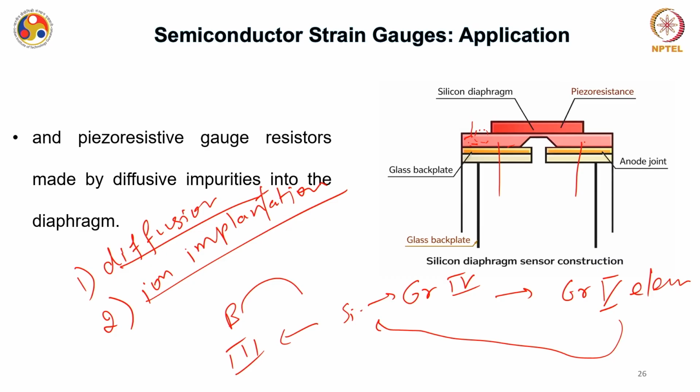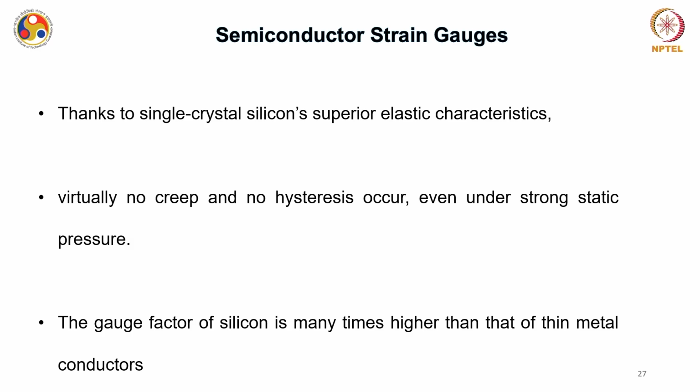Again, there are different kinds of diffusion also, and that is beyond the scope of this particular course to discuss. So we will converge here to only discuss our semiconductor strain gauges.